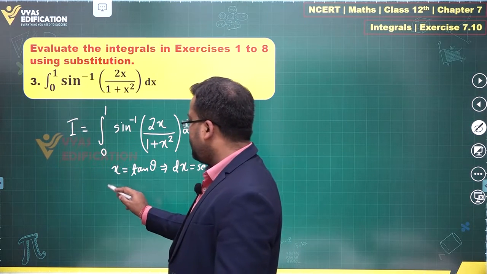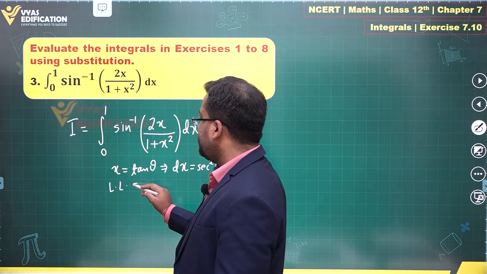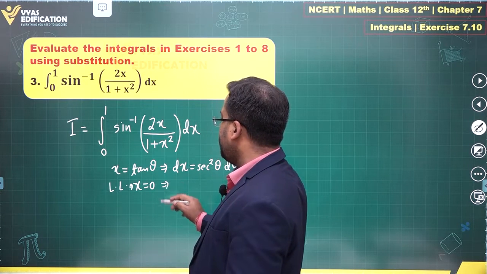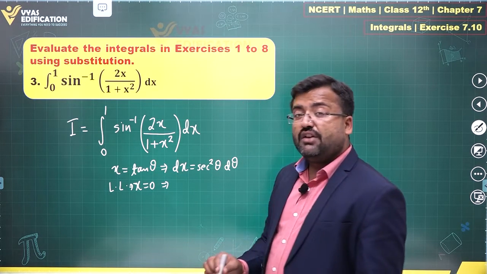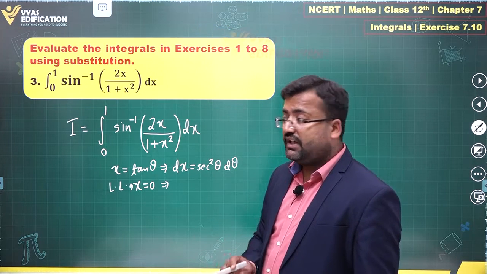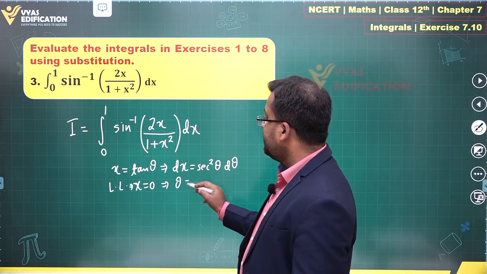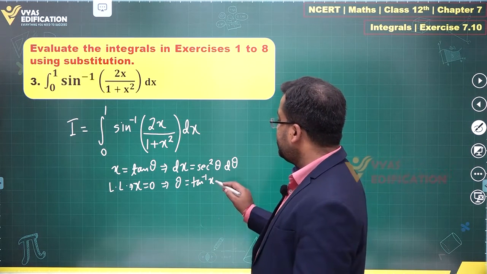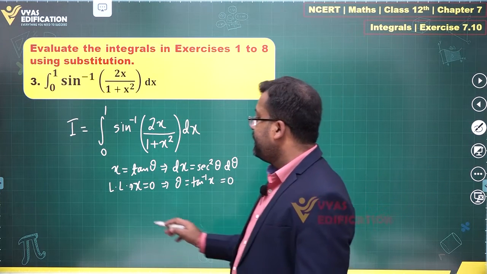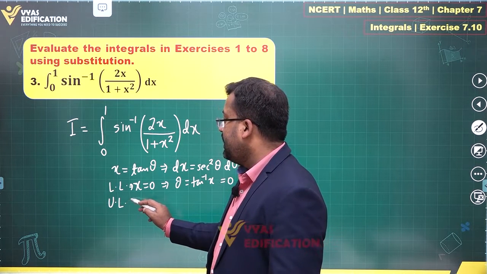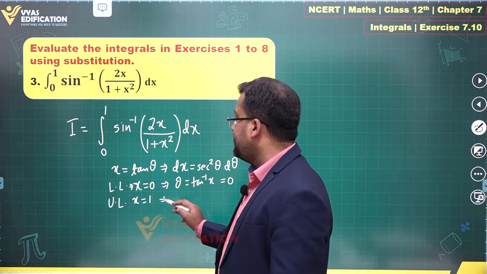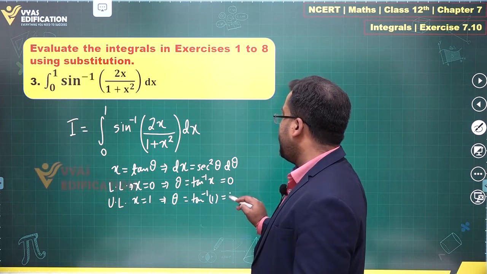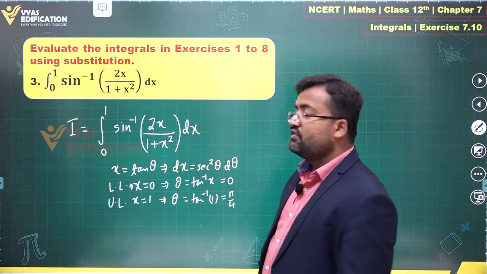Lower limit. Let's talk about the lower limit. Lower limit, which is x equals 0, tells me we have to deal with theta, right? We have to find the value of theta over here. So theta is tan inverse x, which is tan inverse 0. This is 0. And upper limit, x equal to 1 implies theta will be tan inverse 1, which is pi by 4. This is what you get.